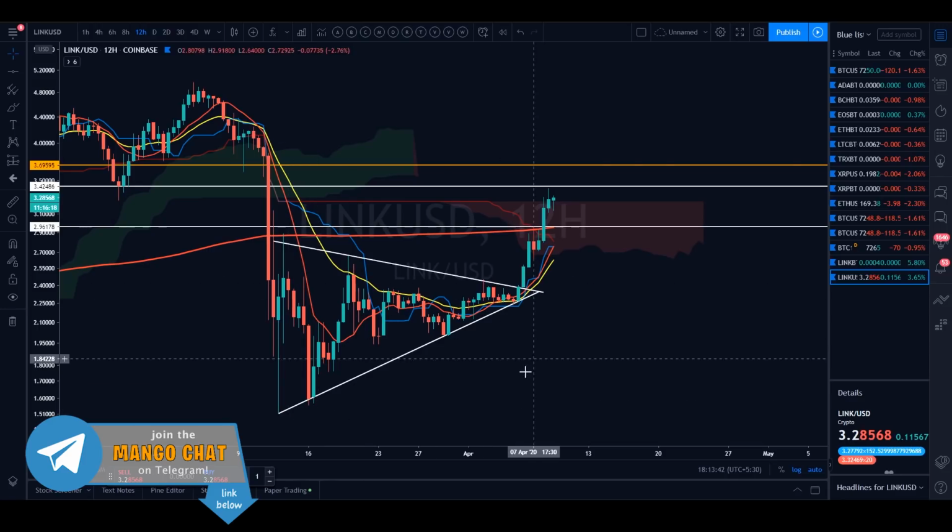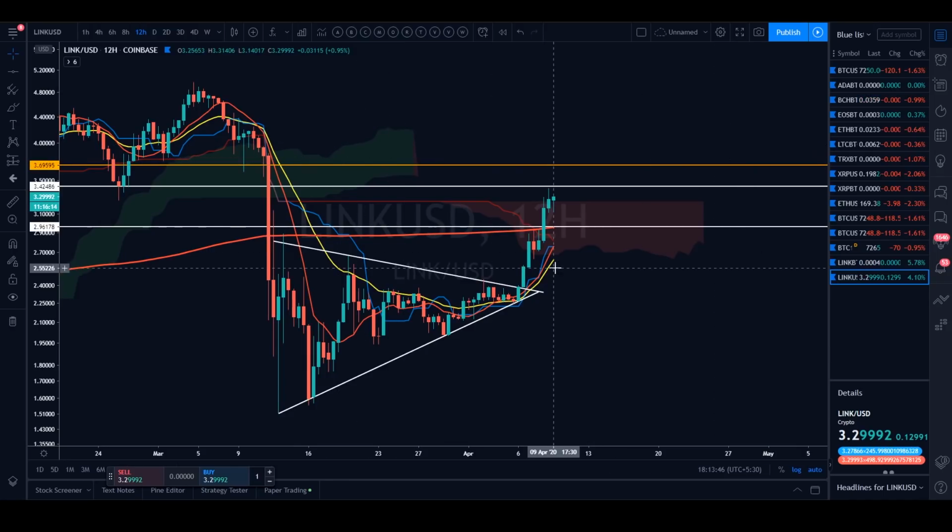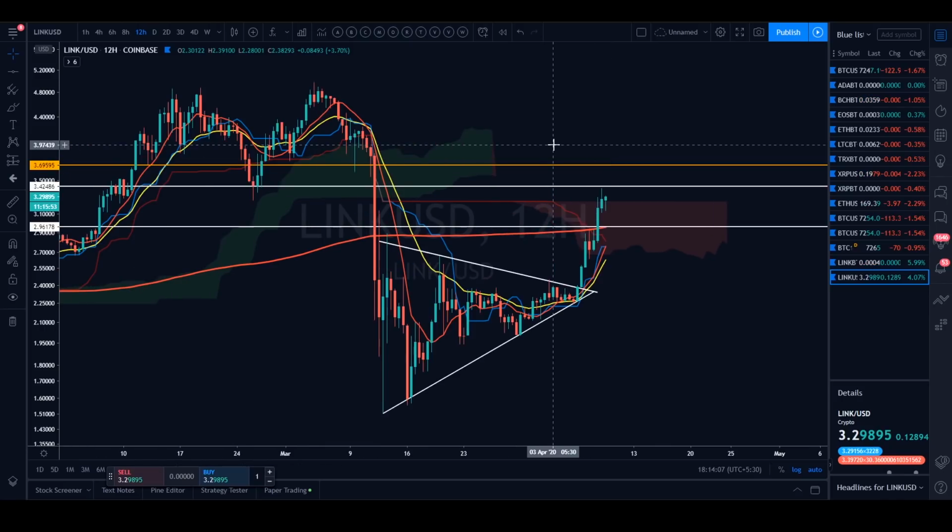Not just this symmetrical triangle, but Chainlink does well on ascending triangles as well as descending triangles. So look for those triangles as consolidation patterns, and wherever the triangle is giving you an edge, whether it's to the upside or the downside, chances are it's breaking there. Those patterns have a very good success rate. So I usually look for that pattern to give me an edge on my trades.